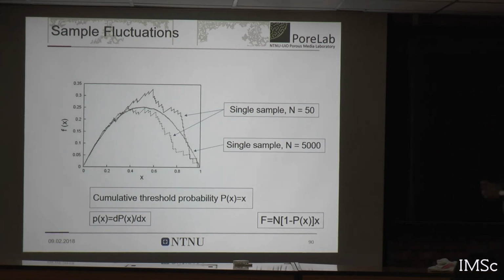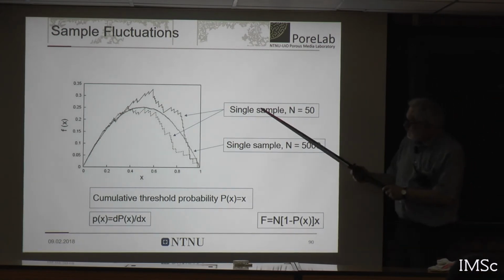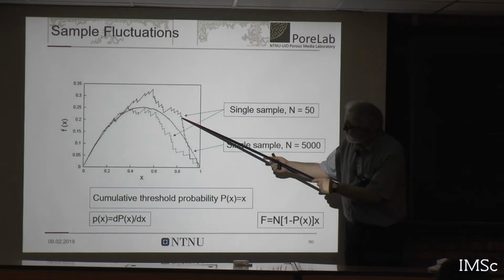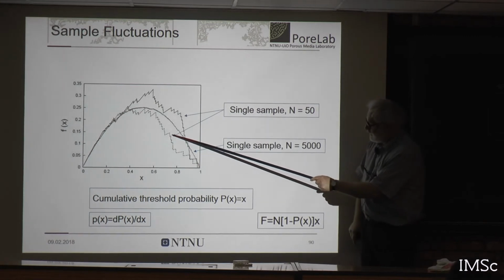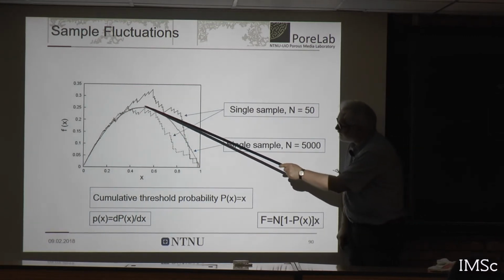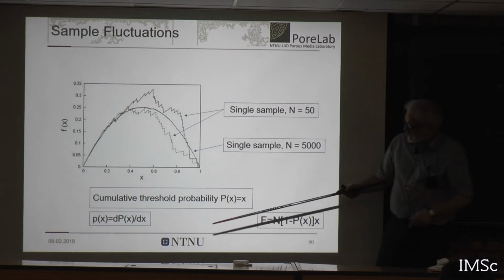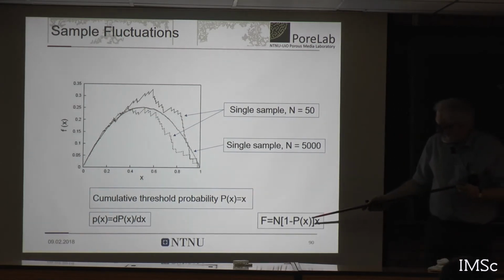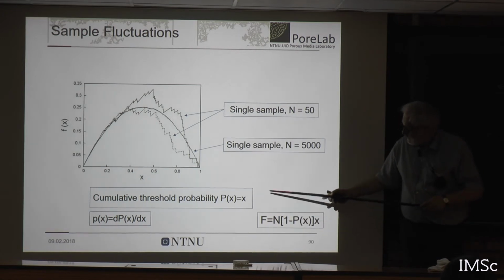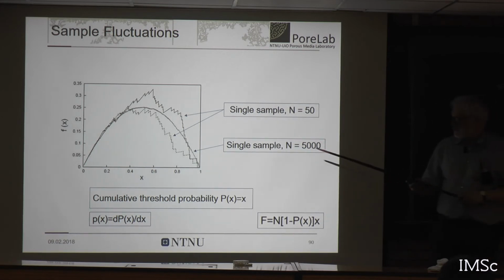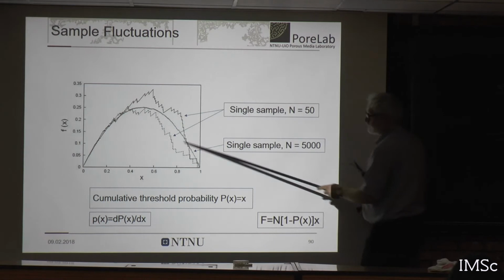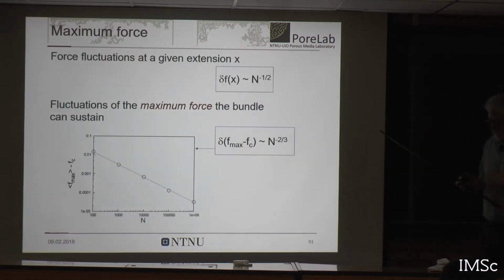All right, sample fluctuations. So here's a single sample with 50 fibers in it. Here's another single sample with 50 fibers in it. And here's a single sample with 5,000 fibers. And in fact, the force is then simply (1 minus x) times x if this is just a flat distribution on the unit interval. Then you get a parabola here. And here's the first time you'll see that there's something funny here. I mean, non-trivial. Really non-trivial, actually.